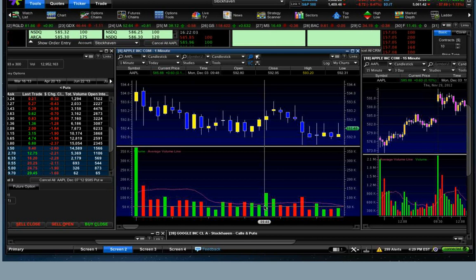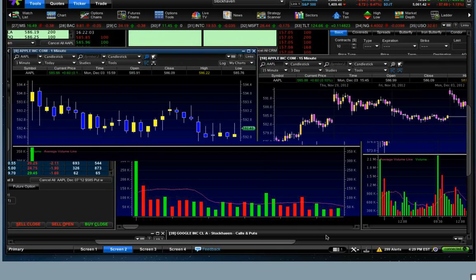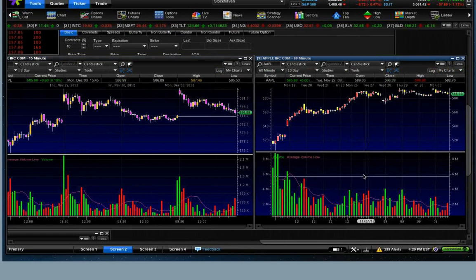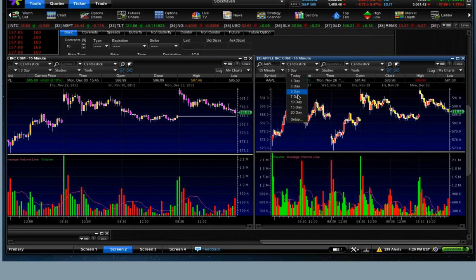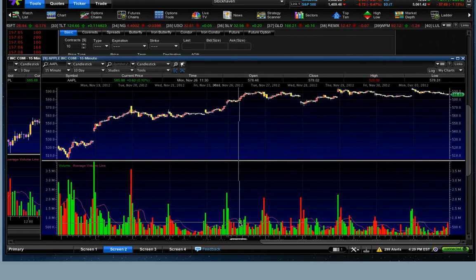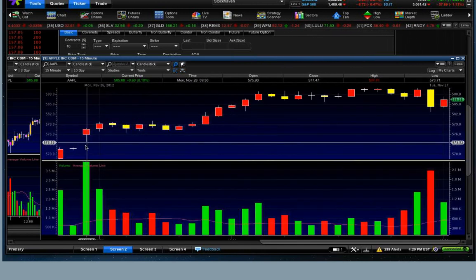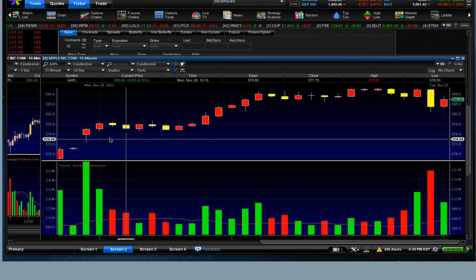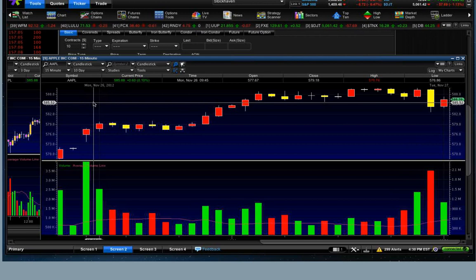And what I noted at 9:26, on 11:26, Apple gapped and ran. If you go back to 11:26, where is it? Here it is. Apple gapped up, and you can see that on this day Apple never went below where it opened. It opened at 575.90. That was also the low. It never went below that after the first 15 minutes of the day.